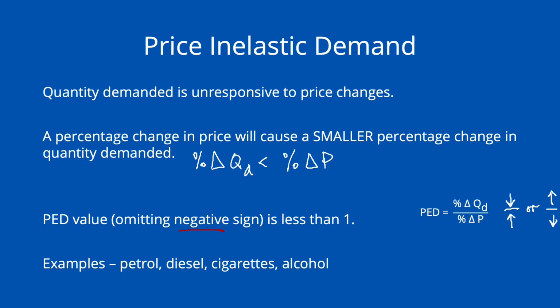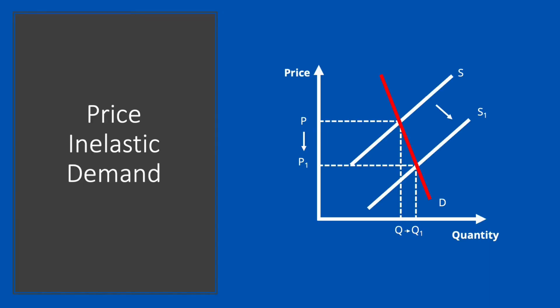Hopefully it makes sense why the quantity demanded of these goods isn't going to change that much in response to price changes. Regardless of price rises, people will still probably need to buy petrol and diesel so they can get to work in their cars. And since cigarettes and alcohol are quite addictive, a small price hike won't stop the majority of people from consuming them. The demand curve for goods with price inelastic demand is quite steep, almost vertical. As you can see, this means that any change in price will lead to a smaller change in quantity demanded.